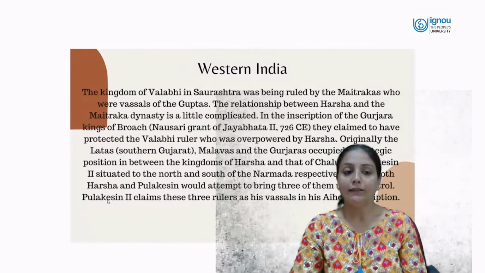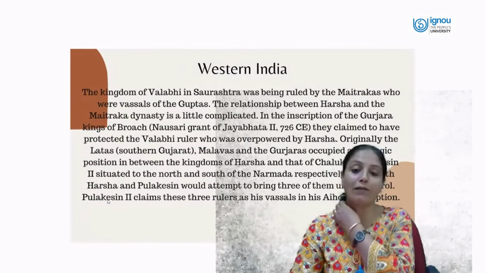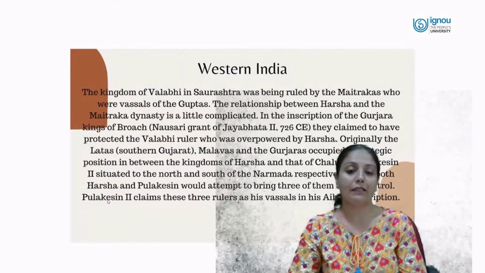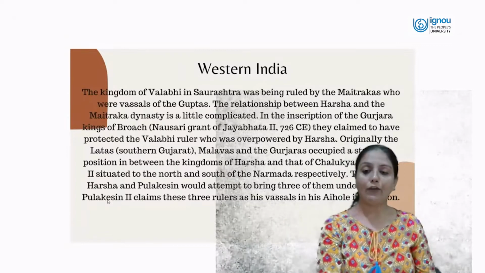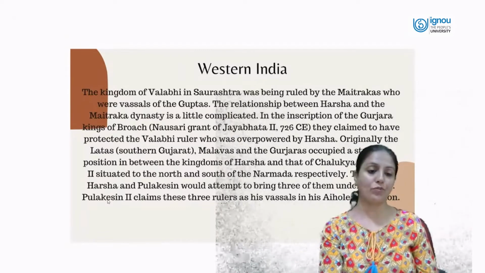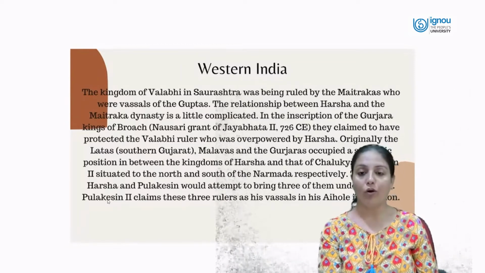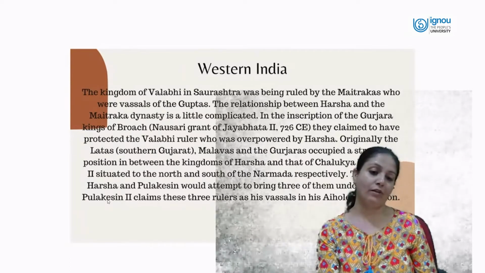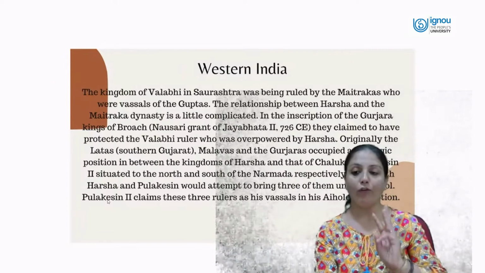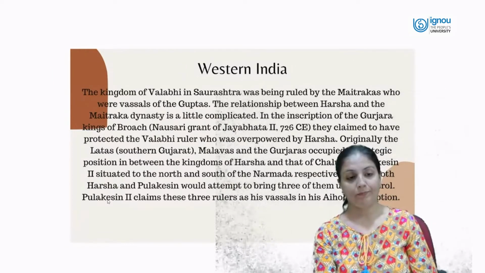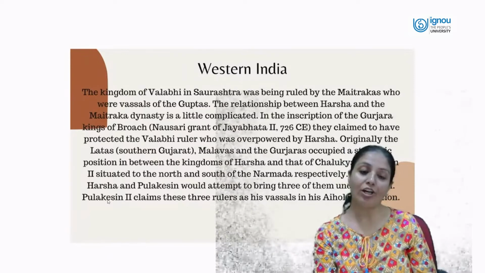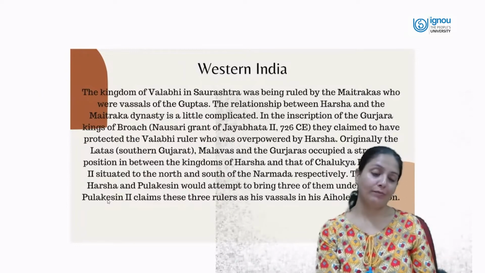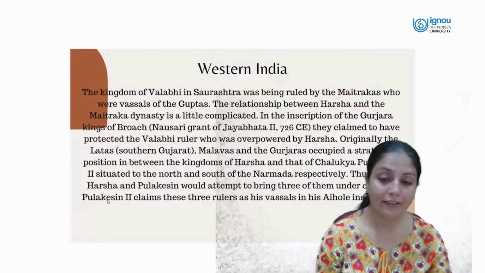Originally, the Latas, the Malwas, and the Gurjaras occupied a strategic position in between the kingdoms of Harsha and that of Chalukya Pulkeshin II, situated to the north and south of the Narmada respectively. Thus, both Harsha and Pulkeshin would attempt to bring the three of them under control. Pulkeshin II claims these three rulers as his vassals in his Aihole inscription. Aihole is a type of inscription.